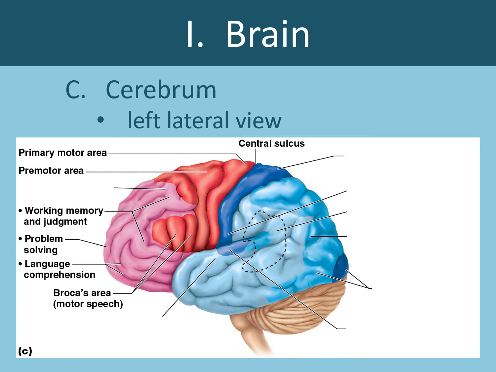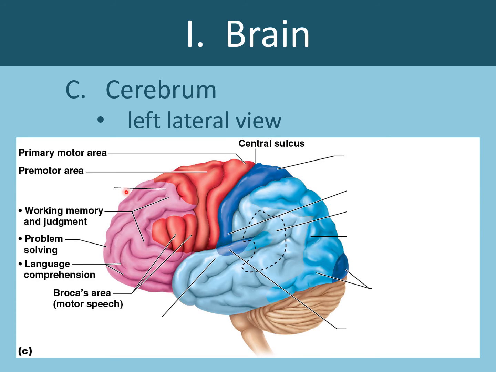Here we have a left lateral view of the brain showing some of the regions we've just discussed. This area of the brain is the frontal lobe. It's divided from the parietal lobe by a sulcus called the central sulcus, seen right here. Just anterior to the central sulcus is the primary motor area. So that's designated by this gyrus right here. Remember, that's the region that controls voluntary muscle contractions.